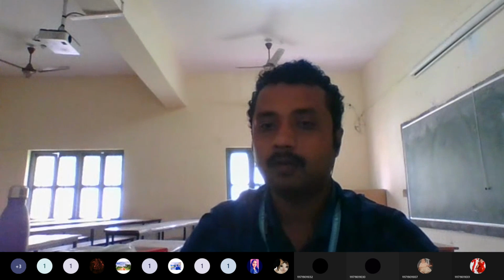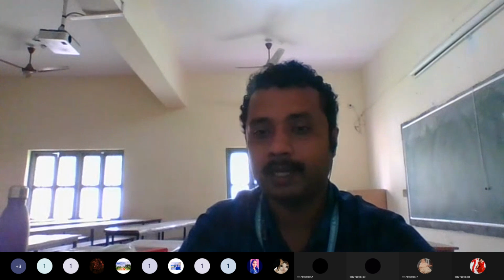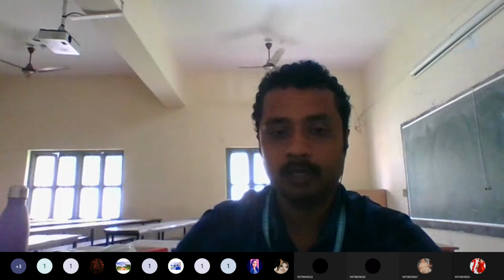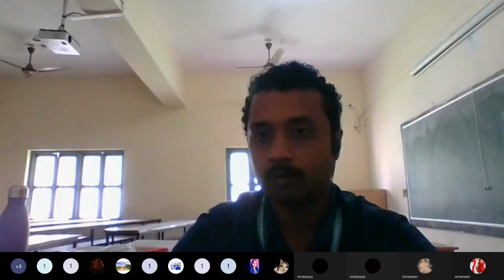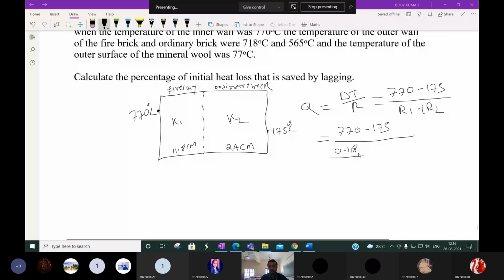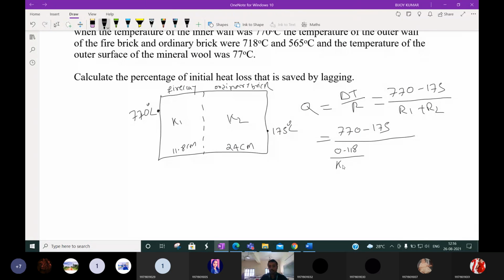So the 770 by this resistance one, it means X1 by K1 A1. X1 is given in centimeters, so we have to convert. X1 by K1, K1 is not known. Area is 1. For the second case, what will be the X2? 24 centimeter means 0.24 meter by K2 into A. A is 1.